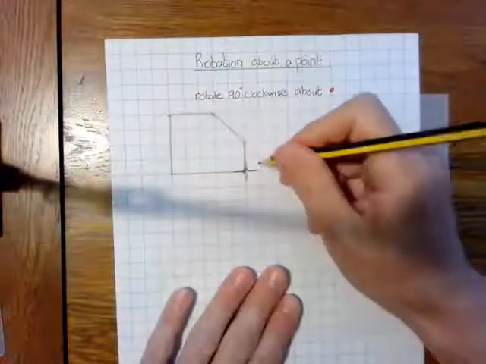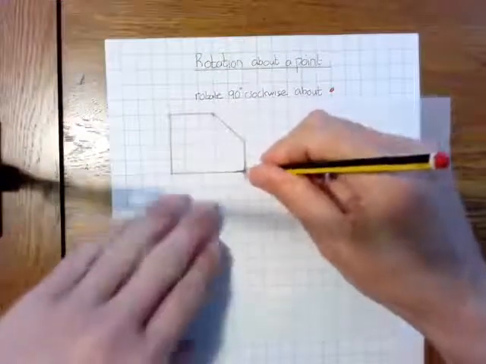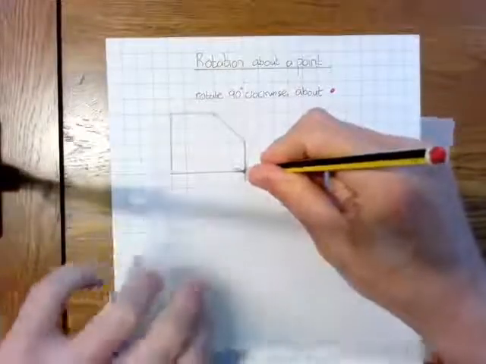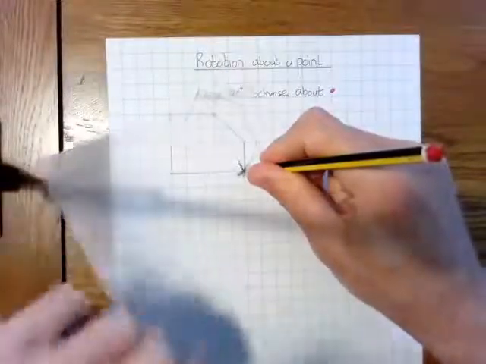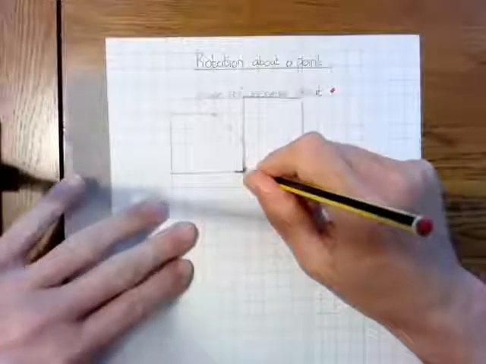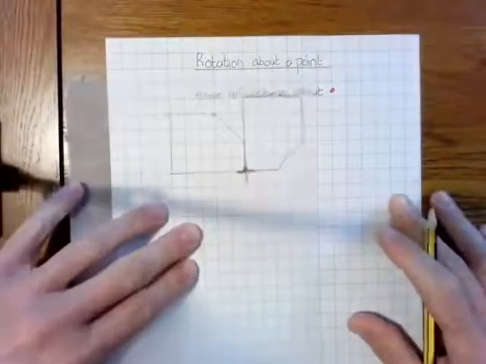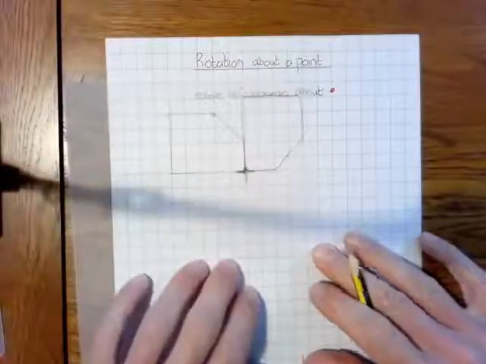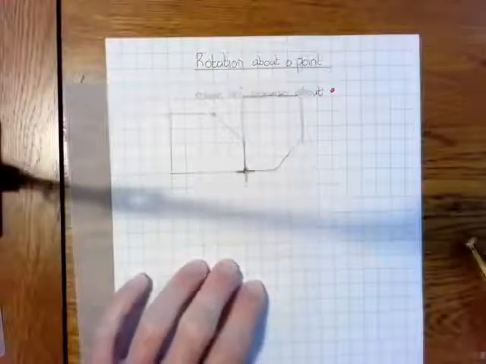And when you do the rotation, you'll know you've gone a quarter turn, 90 degrees, when that plus sign looks like a plus sign again, like that. When it looks like a plus sign, you know you've gone exactly 90 degrees. And that is where I'm going to draw my rotated shape.